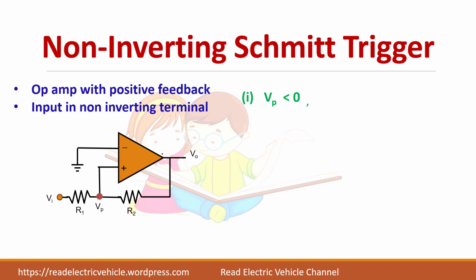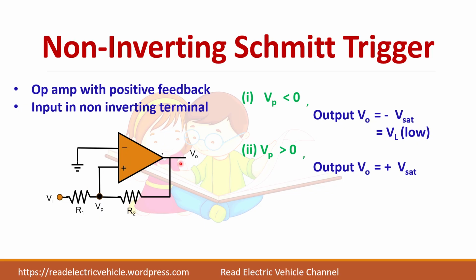Now here the reference value is again Vp, which keeps on changing based on the output value. So this Vp is compared with 0 always. Okay, it is a comparator, so we are comparing this Vp with 0. When Vp is less than 0, it means that the output will be minus Vset, or a low value. And when this Vp is greater than 0, the output is going to be plus Vset, or a high value.